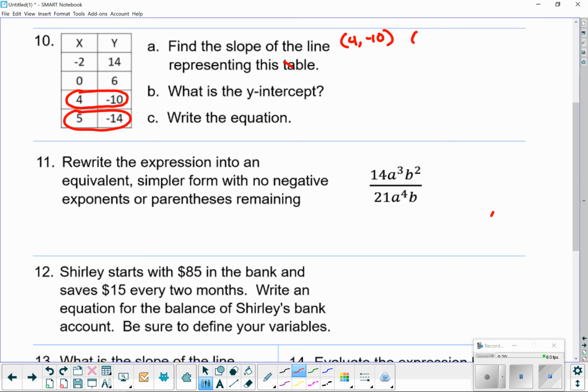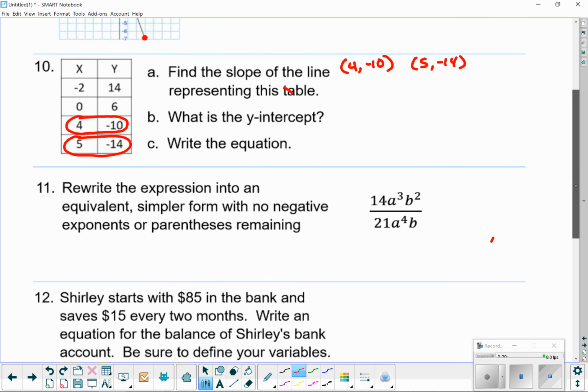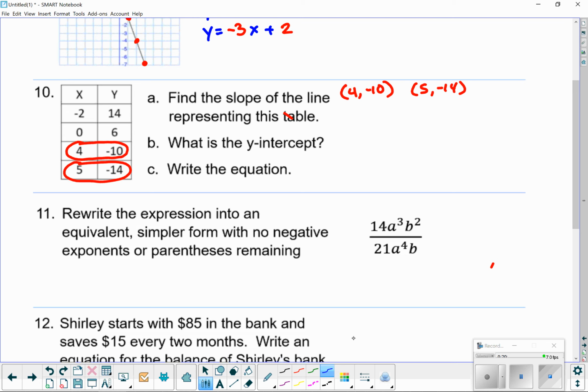Right? So 5, -14. And you're going to do this just like how you did that first one. And take your y's, which are -14 and -10, excuse me, and go ahead and subtract them any way you like. So your slope is the change in y. Change in y is, I'm going to start with -14 and go to the front. So change in y is -14 minus -10.